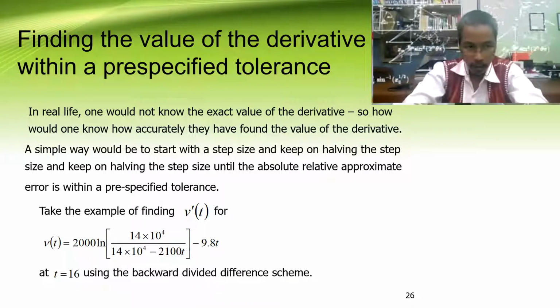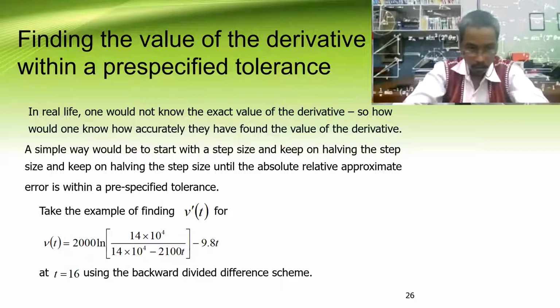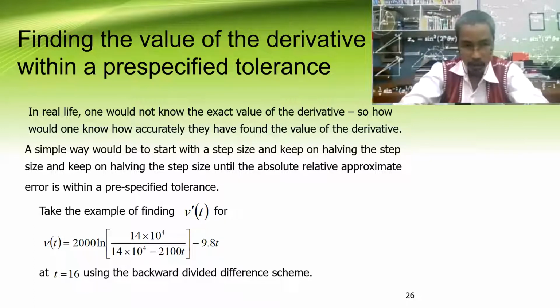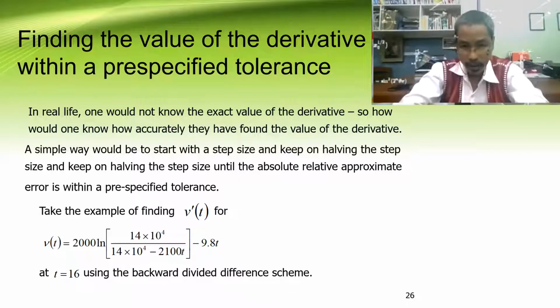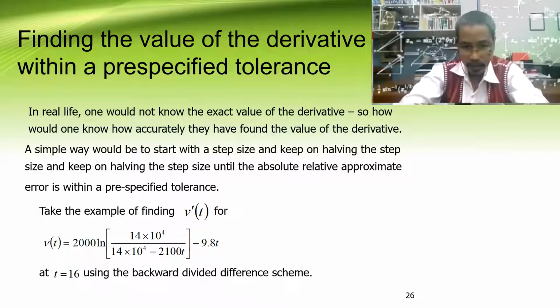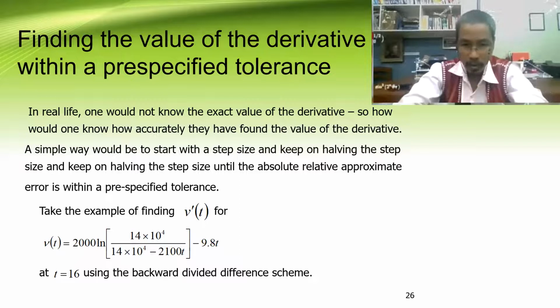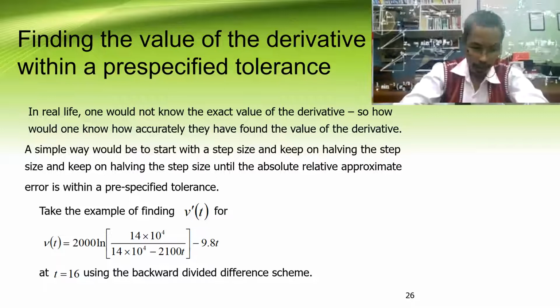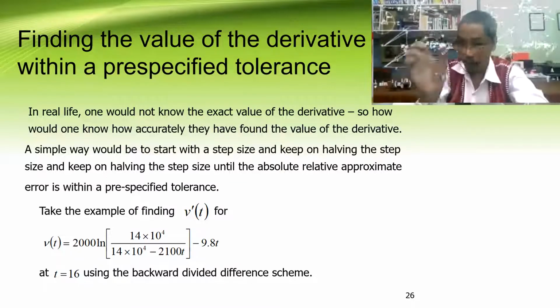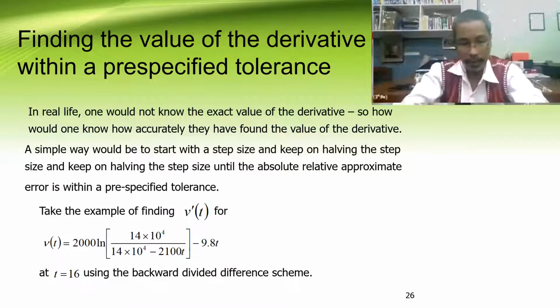So how to know how accurately they have found the value of the derivative? A simple way would be to start with a step size and keep on halving the step size continuously until the absolute relative approximate error is within a pre-specified tolerance. Halving the step size. The step size is delta t or delta x. That is the step size.